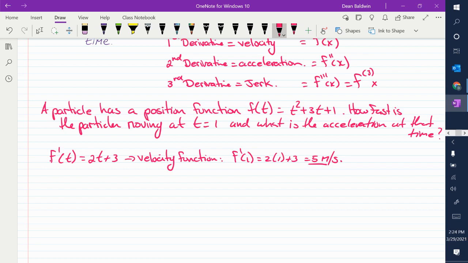How fast would it be moving at 2 seconds? 7, right? Put in 2. If I said 5 seconds, put in 5. That's all you do, okay?